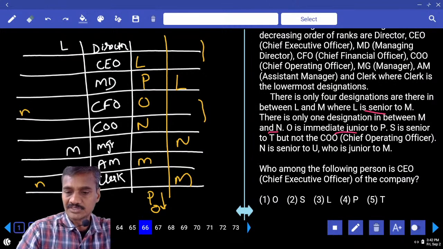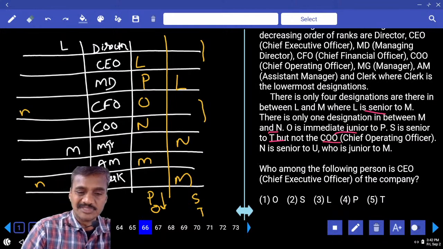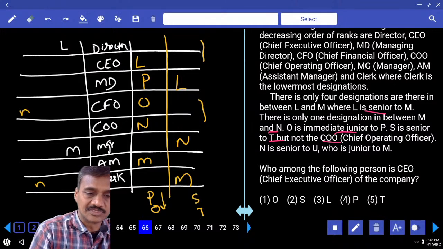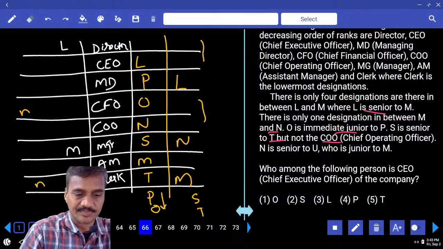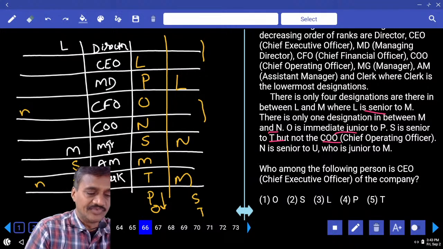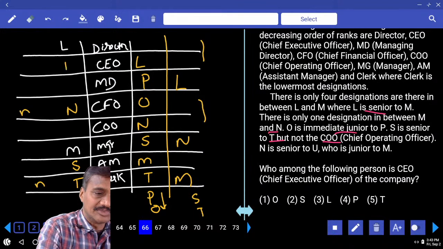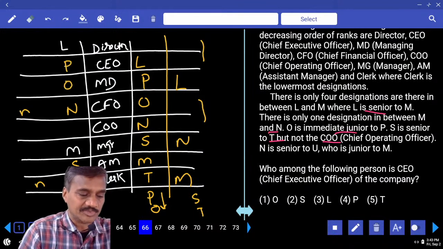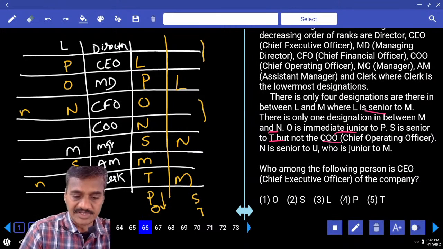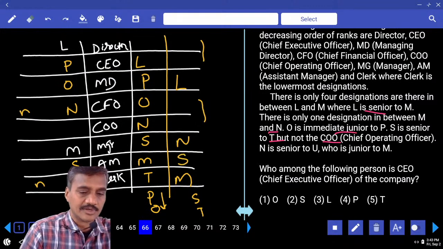And next one, S is senior to T, but not to Chief Operating Officer. That means S is junior to Chief Operating Officer. Hence S and T will be like this. If S and T were like this, N will be at this place. If N is here, P and O must be together, P and O were like this. And coming back to this one, then S and T. S is junior to whom? And S must be at this place. Is it possible here? Not possible.